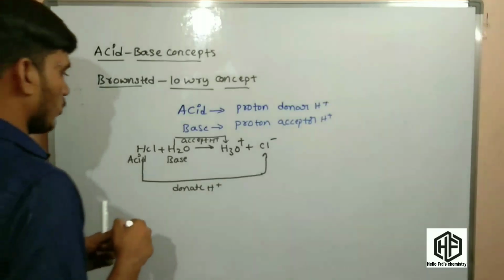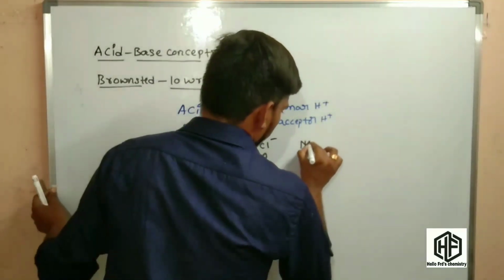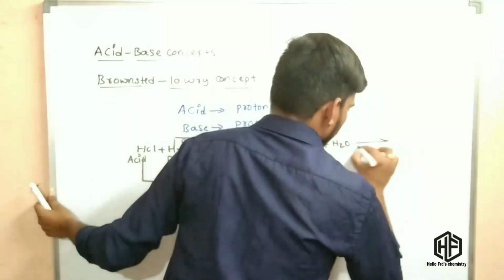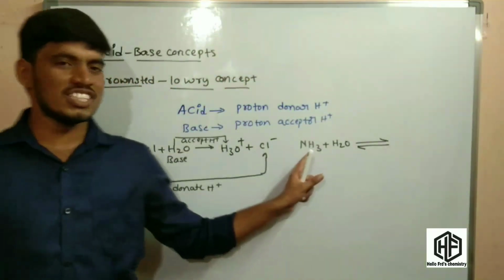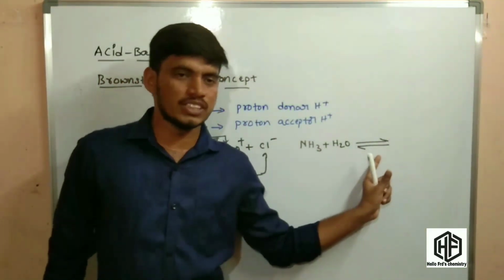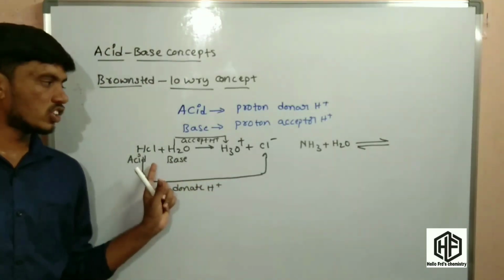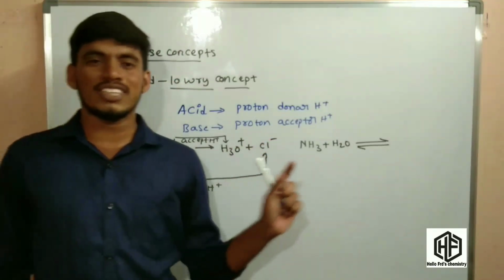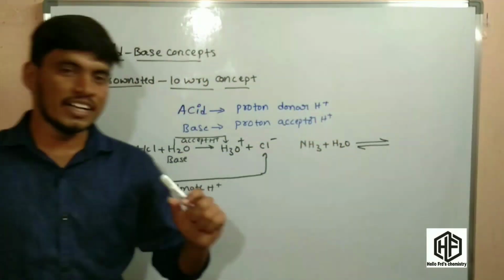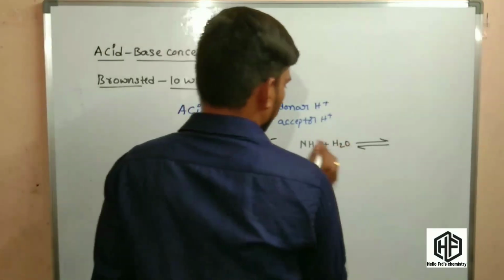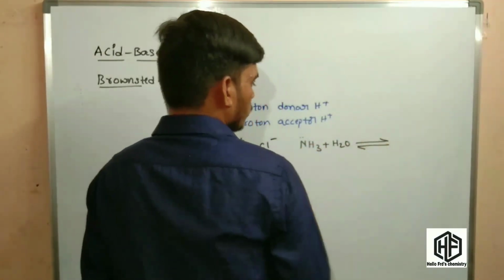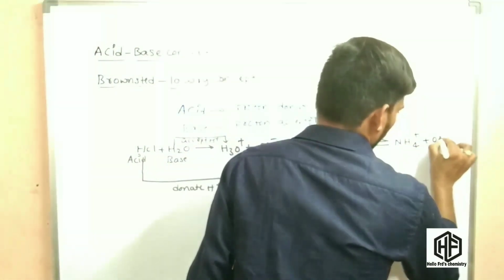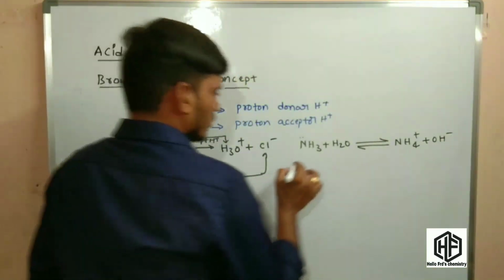Now one more important example. That example is NH3 plus H2O. The double arrow is present because this is a weak base, but HCl is a strong acid, a strong electrolyte, so a single arrow is present. I discussed this point in my previous class, the introduction of electrolytes. Now NH3 plus H2O gives, with a double arrow, NH4 plus and OH minus.